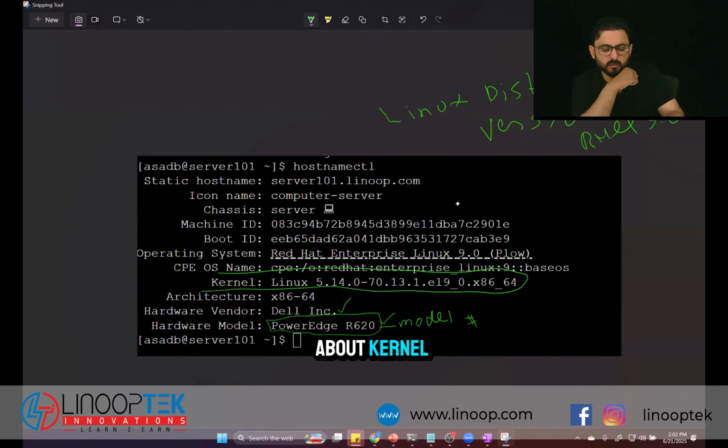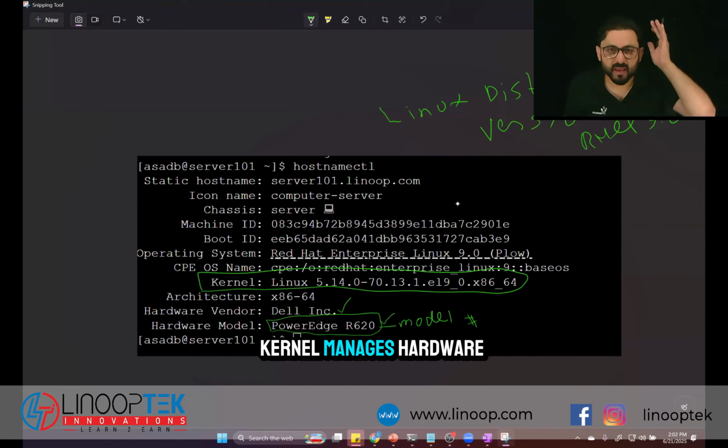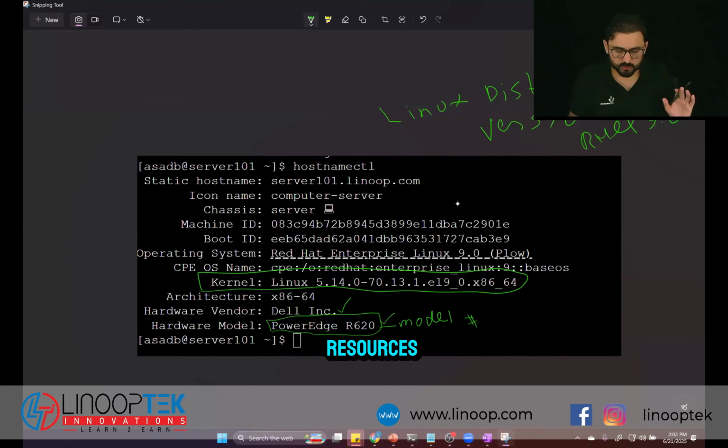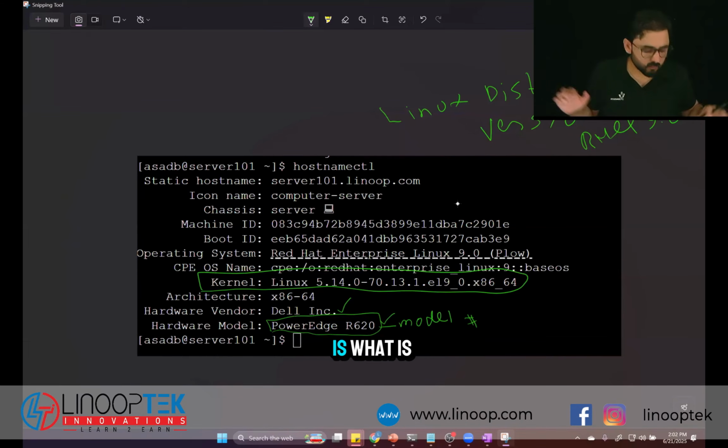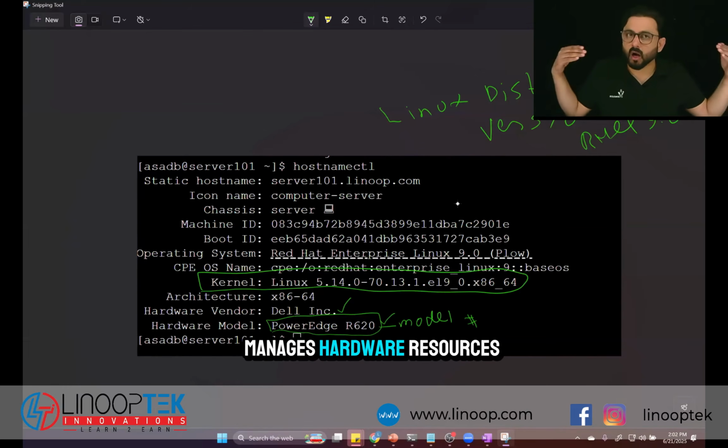Remember I talked about kernel? I'm going to take a moment over here to ask you this question. What is a kernel? In one word, give me the answer. What is a kernel job? Don't tell me this is the brain of the OS. Don't give me that BS. Just type, please type. Well, you come on the mic when I ask you to come on the mic. Kernel manages hardware resources. Simple as it is. What is kernel's job? Manages hardware resources.